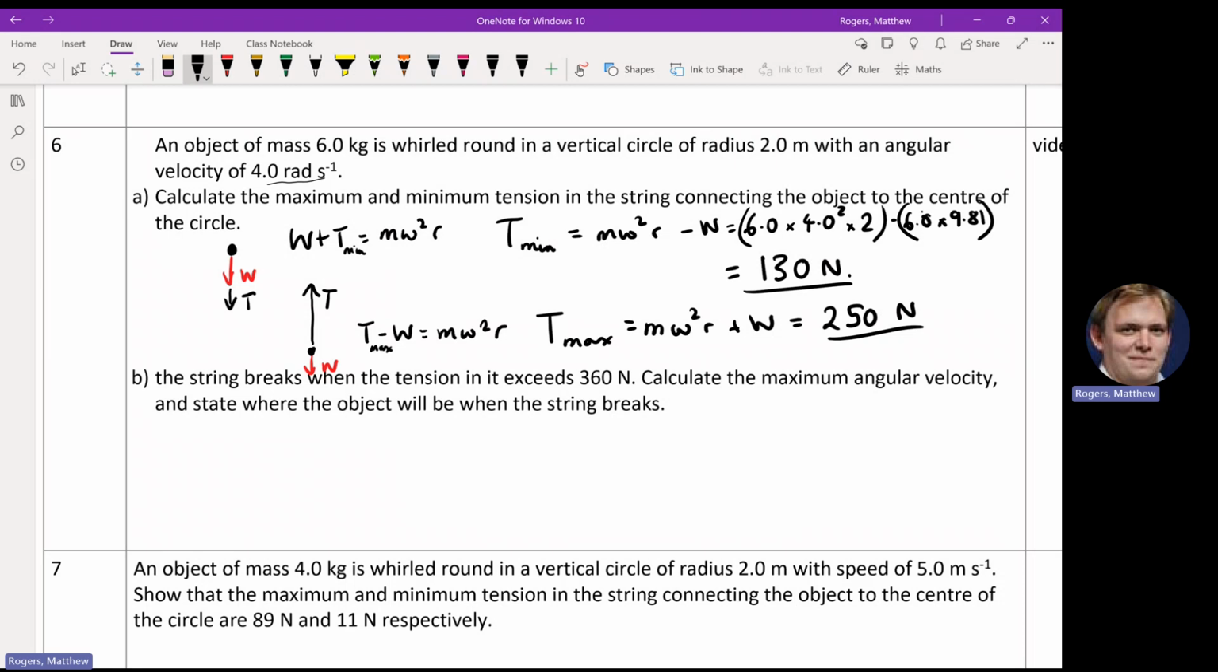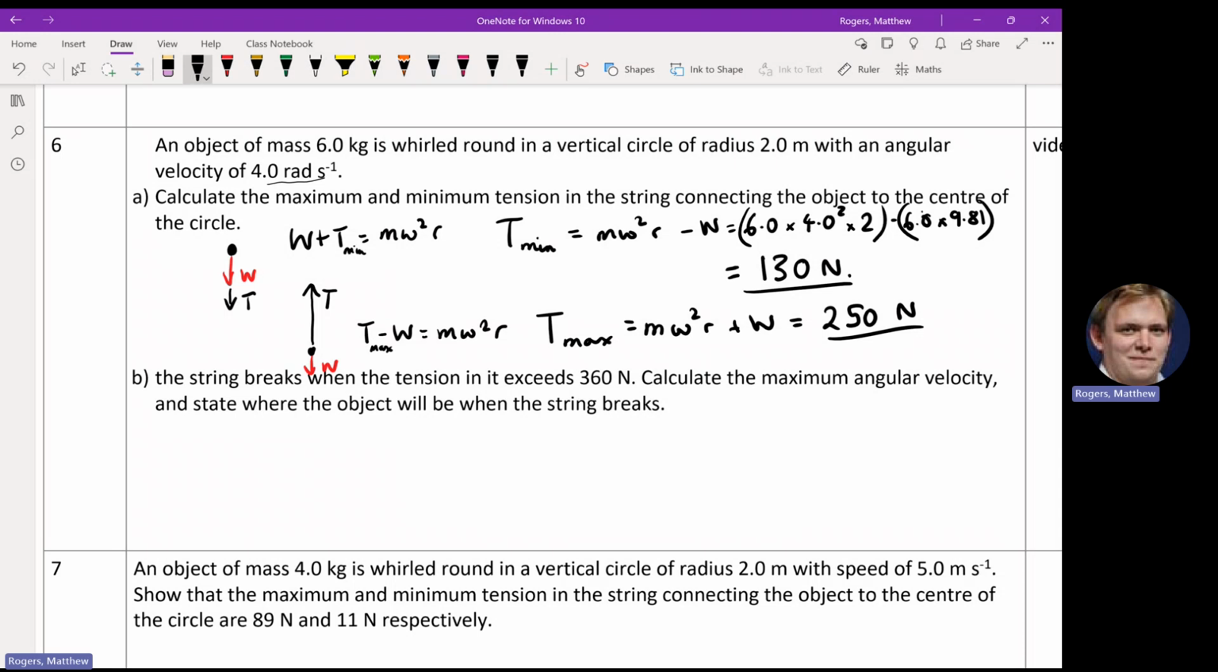So we've got our minimum and a maximum force. The string breaks when the tension exceeds 360 newtons. Sorry, we're on part B. The string breaks when the tension exceeds 360 newtons. Calculate the maximum angular velocity and state where the object will be when the string breaks.